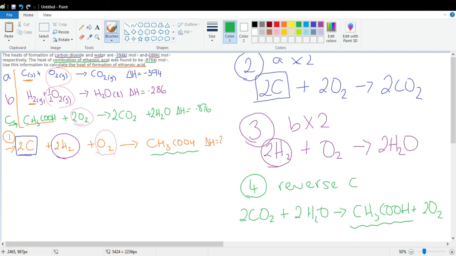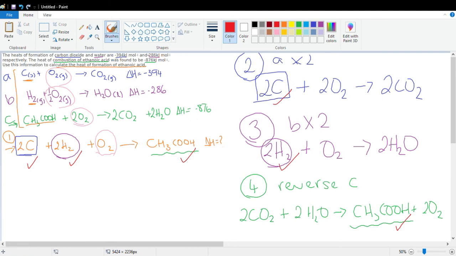So now, if we were to go back here, I've got 2 carbons on the left hand side, 2 hydrogens on the left hand side of the equation, and I've got my CH3COOH, my ethanoic acid, on the right. So what we need to do now, and what we could have done at the same time, but I just wanted to go through it separately, is look at what effect this has had on the delta H values. So that's what we're going to look at now.